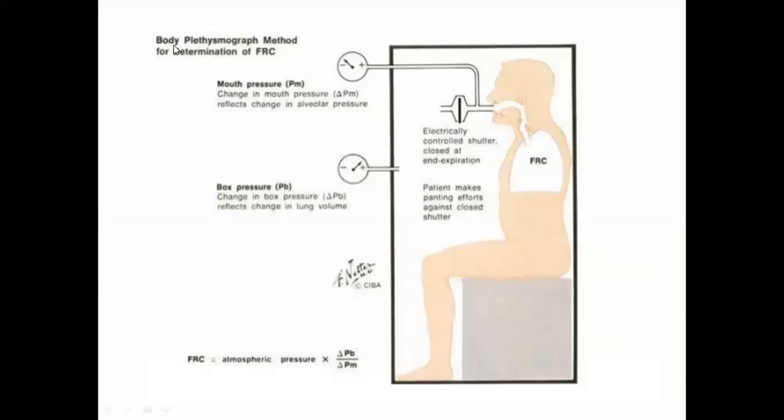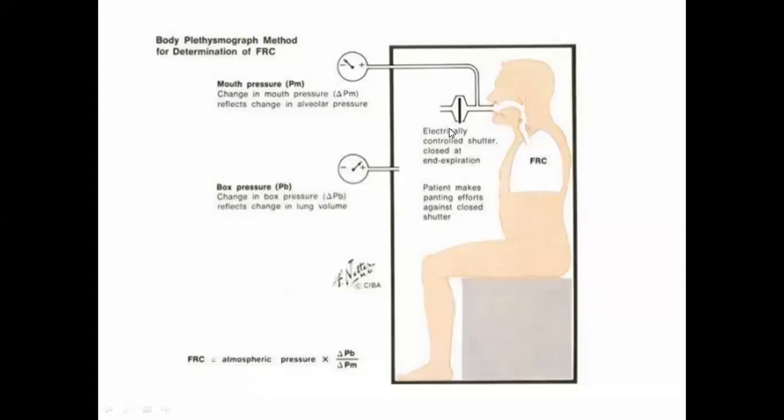So this is the body plethysmograph method. Here we will measure the box pressure, which gives the pressure inside the box, and the mouth pressure. How much pressure we are inhaling and exhaling will be measured using the mouth pressure measurement. Changes in mouth pressure reflect changes in alveolar pressure.